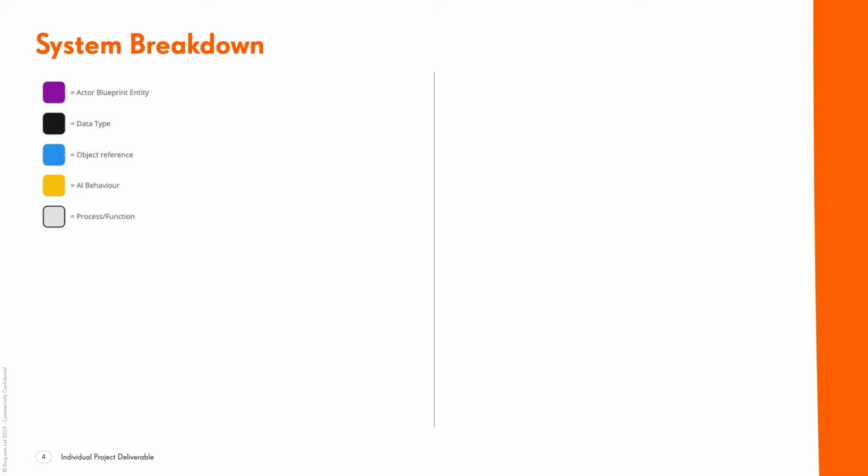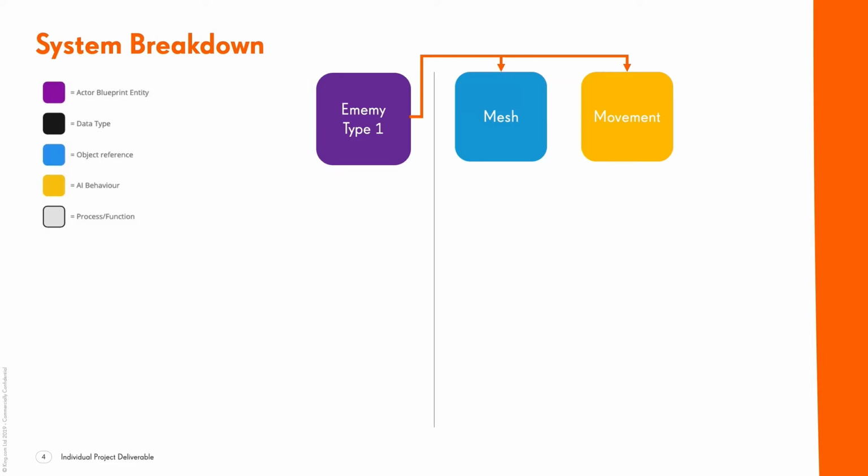So for the system breakdown, we start off with the first enemy type, and the enemy NPC contains a mesh, its own sort of body type in a way, and also has its own movement behavior using the behavior tree. We have two different enemy types in this project, so each enemy type has its own mesh and has its own movement behavior.